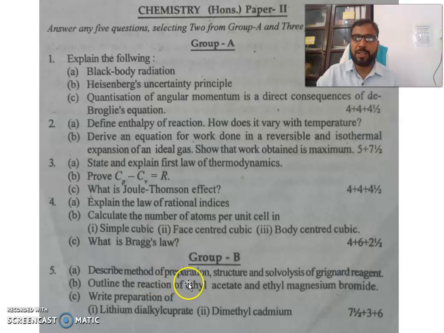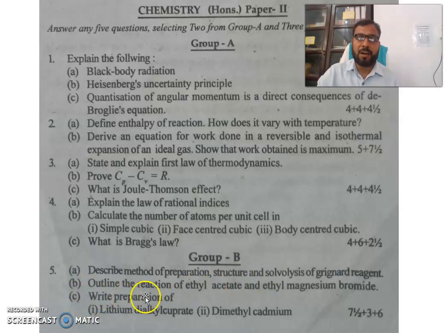Describe method of preparation, structure and solvolysis of Grignard reagents. Here G should be capital because this is the name. If you write method of preparation, it means how Grignard reagent is prepared. Structure means what is the structure of RMgX, and solvolysis means how it is reacting with the solvent, the solvent taking part in the chemical reactions.